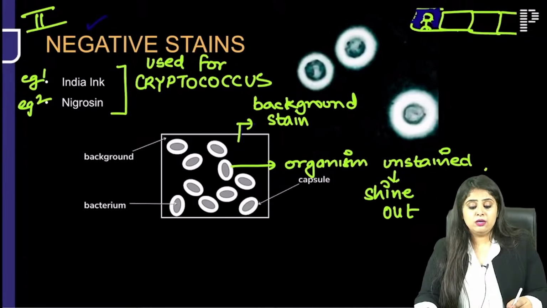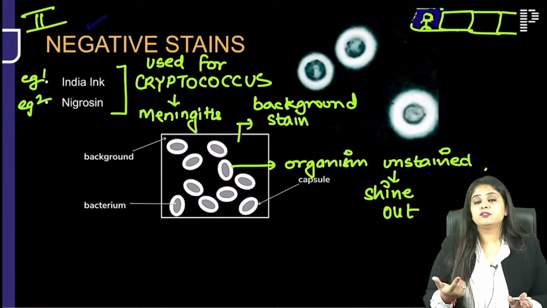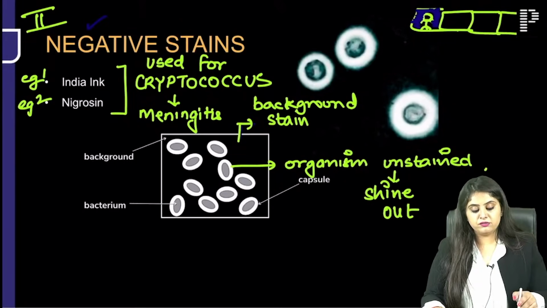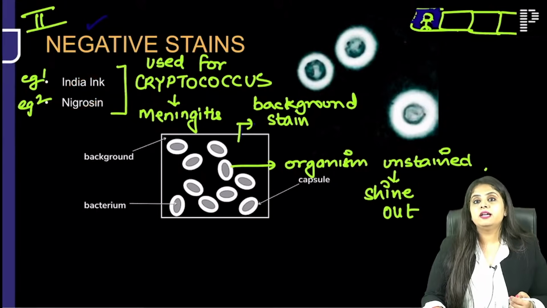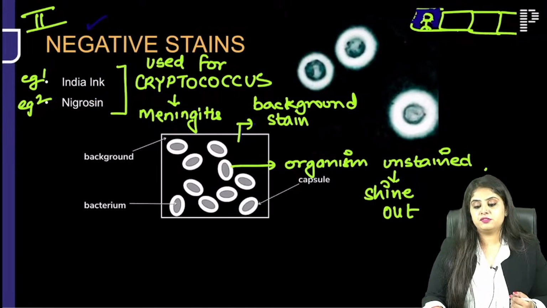For those who don't know, what does Cryptococcus fungus cause? Cryptococcus fungus causes meningitis. So it's a very deadly thing, no? Meningitis, it goes to the brain. So for the diagnosis of Cryptococcus, which stain do I use? I use India ink and nigrosin. These are examples of what stains? These are examples of negative stains.